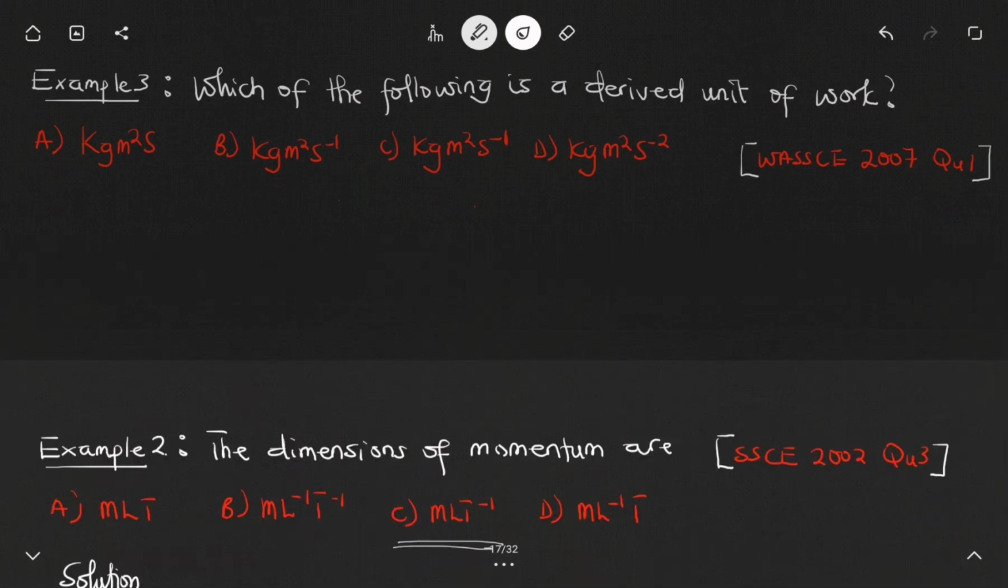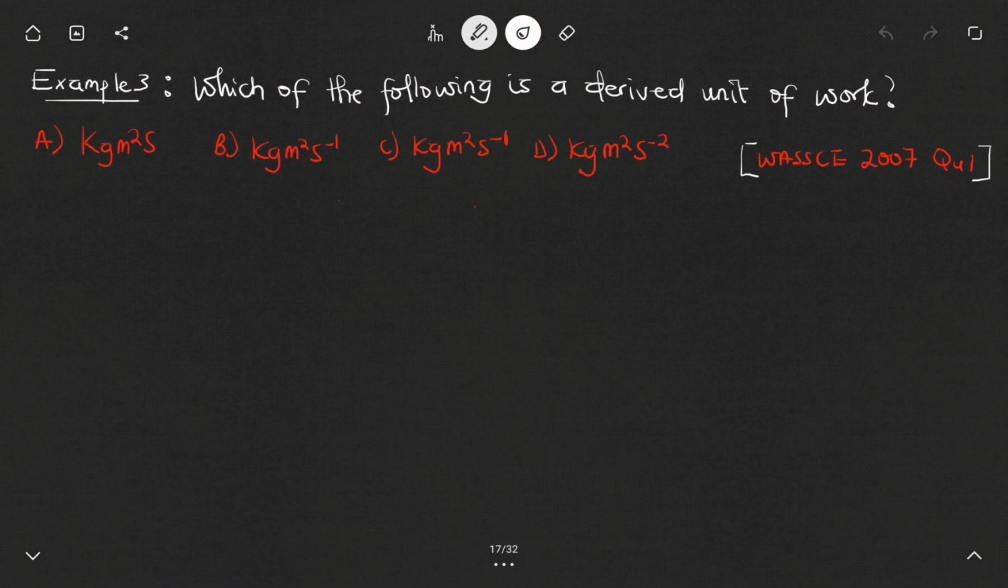All right, let's have a look at another example. Example number 3. It said, which of the following is a derived unit of work? This is the WASSCE 2007 question number 1. So let's have a look at how we can use dimension or dimensional analysis to find the unit of work. So let's write down our solution.